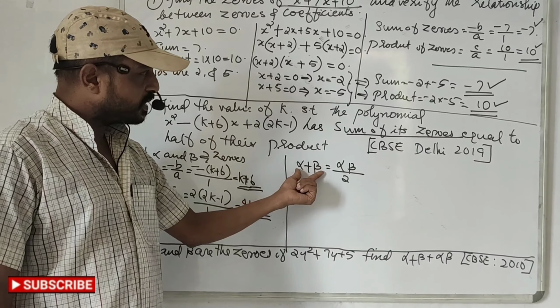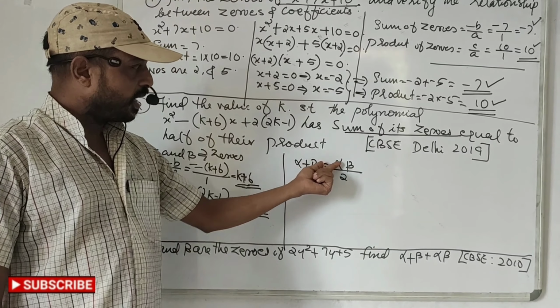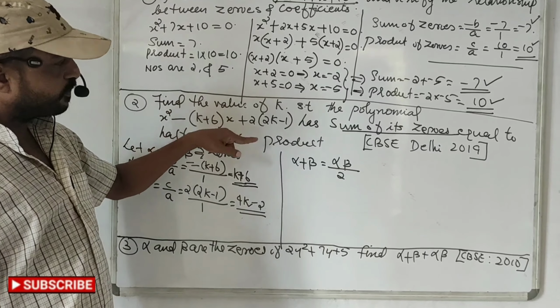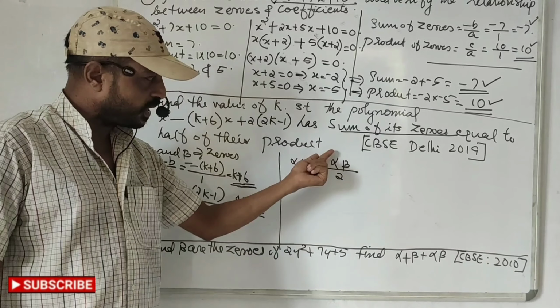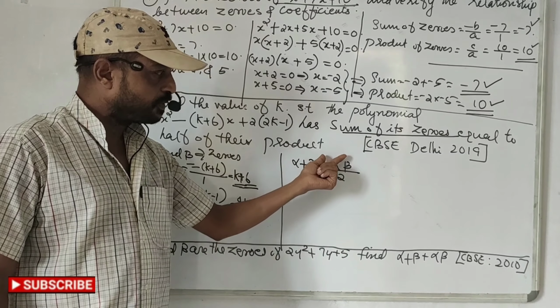So the sum of the zeros is alpha plus beta, and that is equal to half of their product. Half their product is alpha into beta. To obtain the half, you will have to divide it by 2. So according to the given condition, alpha plus beta is equal to alpha beta by 2. Just substitute the value of alpha plus beta and alpha beta.